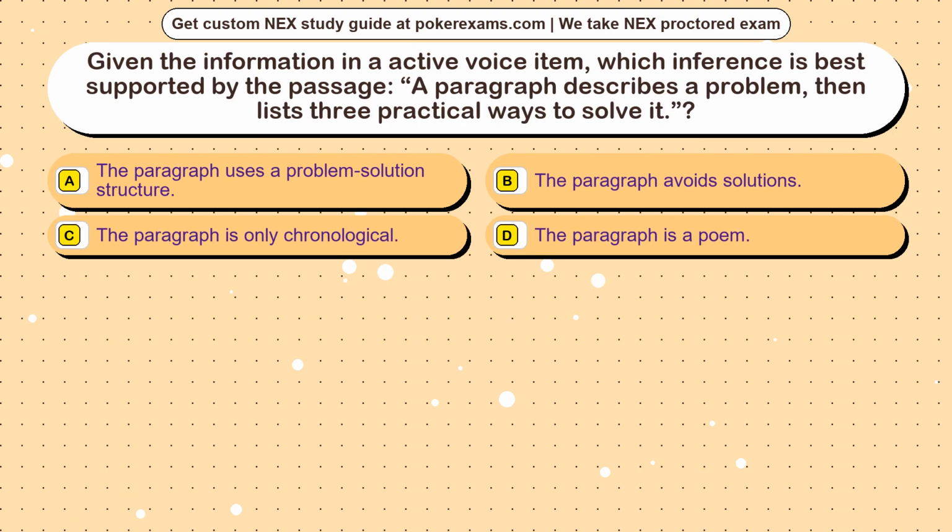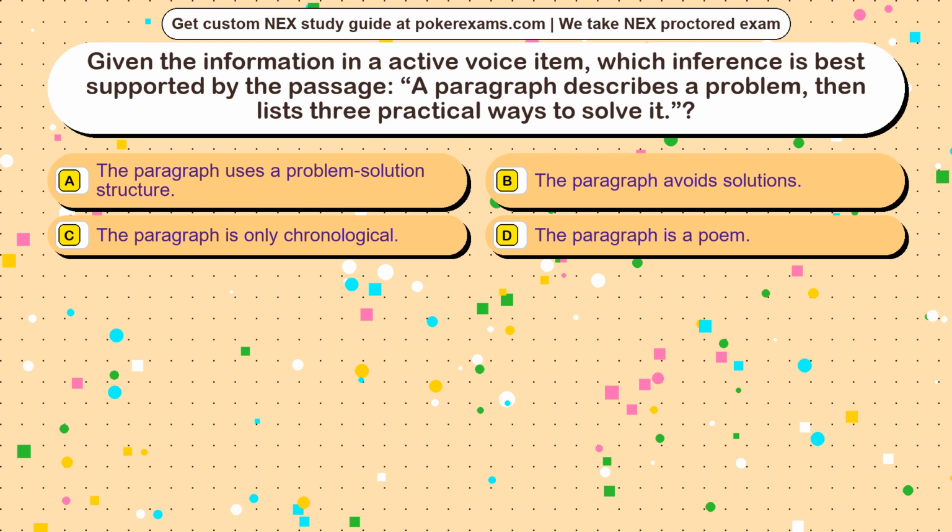Question 6. Given the information in an active voice item, which inference is best supported by the passage? A paragraph describes a problem, then lists 3 practical ways to solve it. Option A. The paragraph uses a problem solution structure. Option B. The paragraph avoids solutions. Option C. The paragraph is only chronological. Option D. The paragraph is a poem.